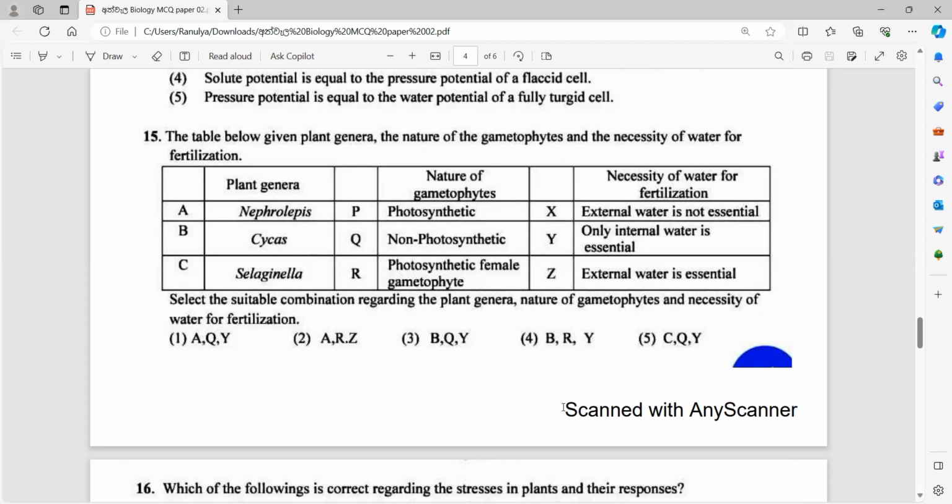Nephrolepis, non-photosynthetic, and only internal water essential, that is incorrect. Nephrolepis, photosynthetic female gametophyte, external water is essential. That is also incorrect. Neither. Now here, if we take Nephrolepis, what are the features?